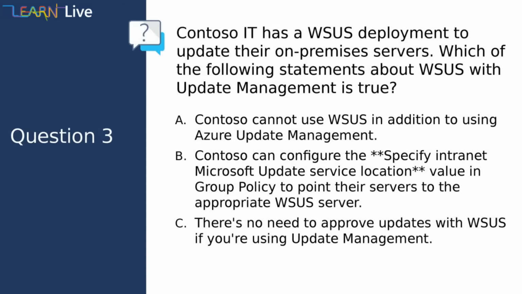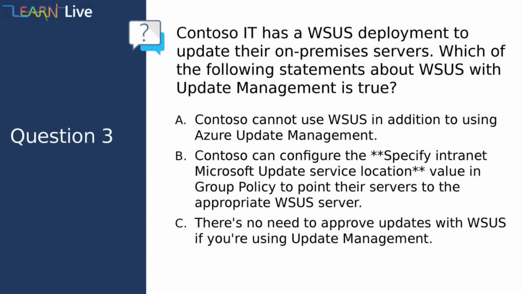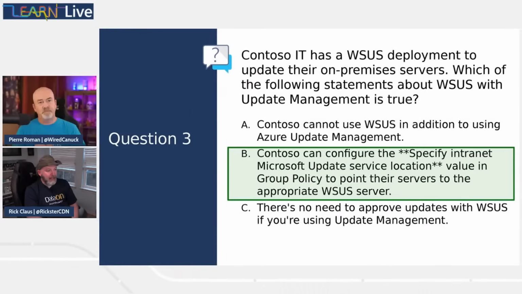Did we go through and do any kind of update approval on our scheduling at all? We did not, but we alluded to it when we looked at the include or exclude specific updates. Mm-hmm. So, in a way, we did. You got it. So, in this case, what do you think here? Do you want to go? Or you want me to go? I'm thinking it's B, but I believe you are correct, my friend. You can use it to specify intranet Microsoft Update service location values and point them to their appropriate internal WSUS server if it's required.